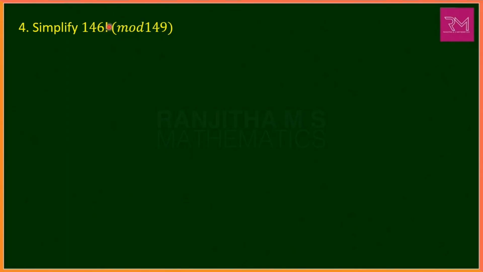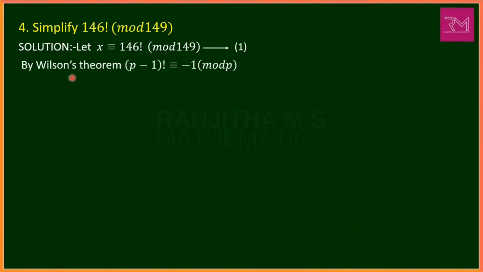Simplify 146 factorial under modulo 149. So the procedure is the same as before. Take this value as x is congruent to 146 factorial under modulo 149. Call this equation number 1. Next step, by Wilson's theorem we have p minus 1 factorial is congruent to minus 1 under modulo p. Here p is a prime number, that is 149 is a prime number. Therefore substituting p value 149, we get 149 minus 1 is 148 factorial, which is congruent to minus 1 under modulo 149. Here we have to simplify 146 factorial, but here we have 148 factorial.